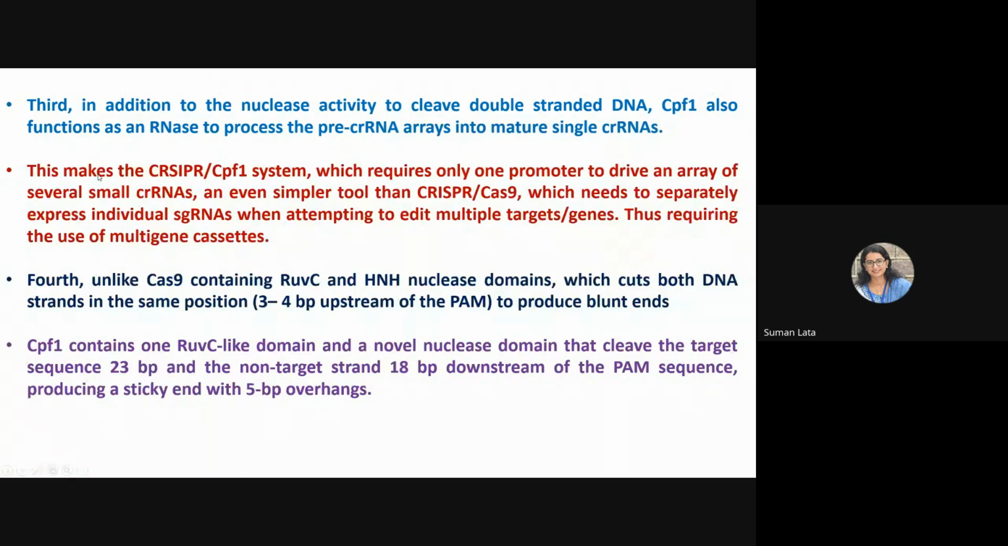So in case of multiplexing, the CRISPR CPF1 system requires only one promoter to drive an array of several small CRISPR RNAs, and it is an even simpler tool than the CRISPR-Cas9, which needs to separately express the individual sgRNAs when we attempt to edit multiple genes. So when someone is using Cas9 and using multiplexing, then he or she has to use different promoters. But in case of the CPF1, only one promoter is required for the multiplexing.